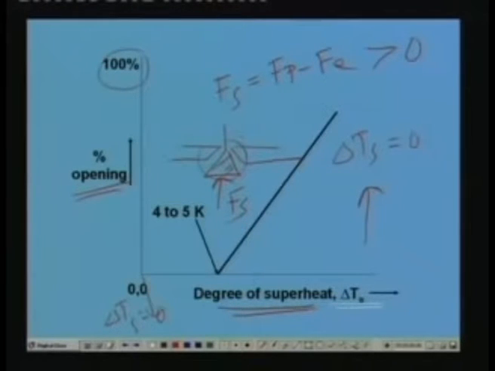So if you want this to open, you must provide some minimum degree of superheat delta Ts. As you go on increasing the degree of superheat, it will not open until it reaches a minimum value. Only at this point does the needle start moving downwards, and only then will you have some finite mass flow rate. Normally the spring force is set in such a way that a minimum degree of superheat of about 4 to 5 Kelvin is required to open the valve.